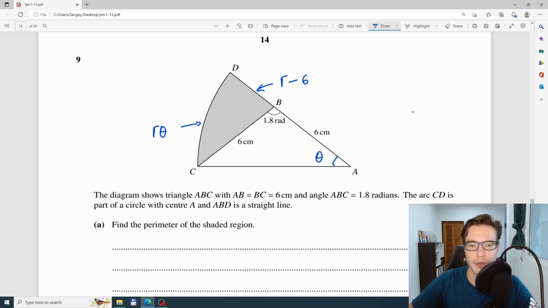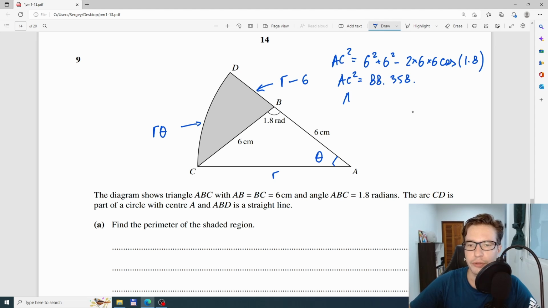Okay, so first of all, let's maybe start with the radius. We can use the cosine rule in triangle ABC to find AC. So AC squared is going to be 6 squared plus another 6 squared minus 2 times 6 times 6 times cosine 1.8. When we calculate that, that's going to be 88.358. Then take the square root. Then we get AC, also known as the radius, equals 9.4.